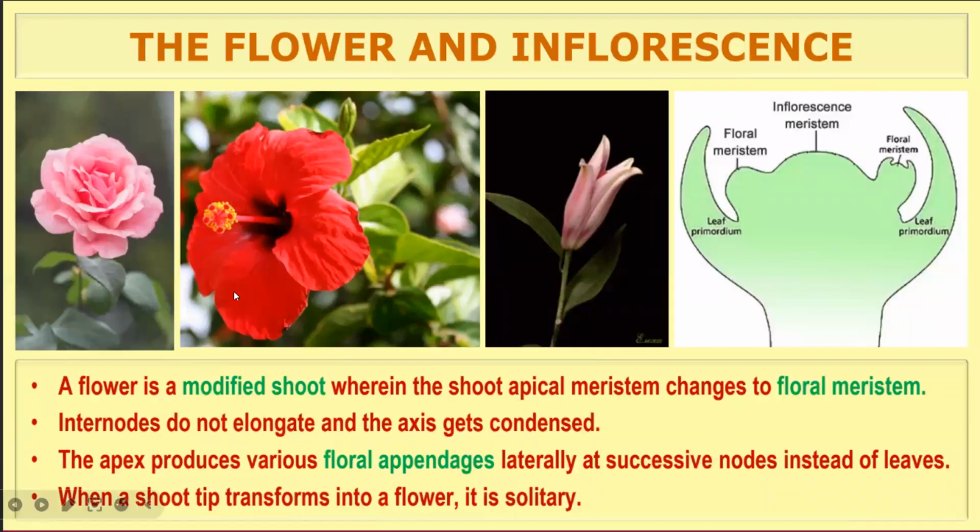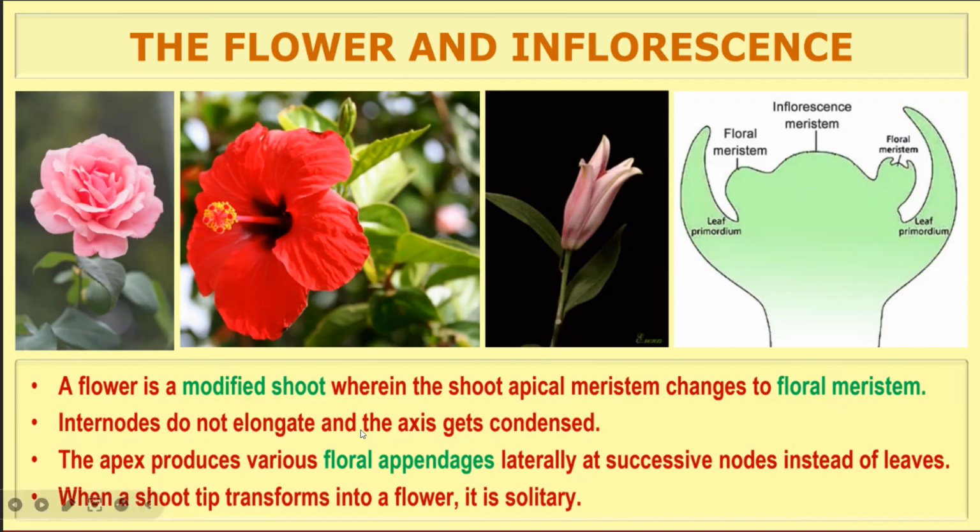It is a modified shoot wherein the shoot apical meristem changes into floral meristem. This is the end part of the shoot. The end part of the shoot gets modified into floral meristem, meaning it will give rise to flower. Floral meristem will give rise to flower, that is the different parts of the flower, the four whorls of the flower.